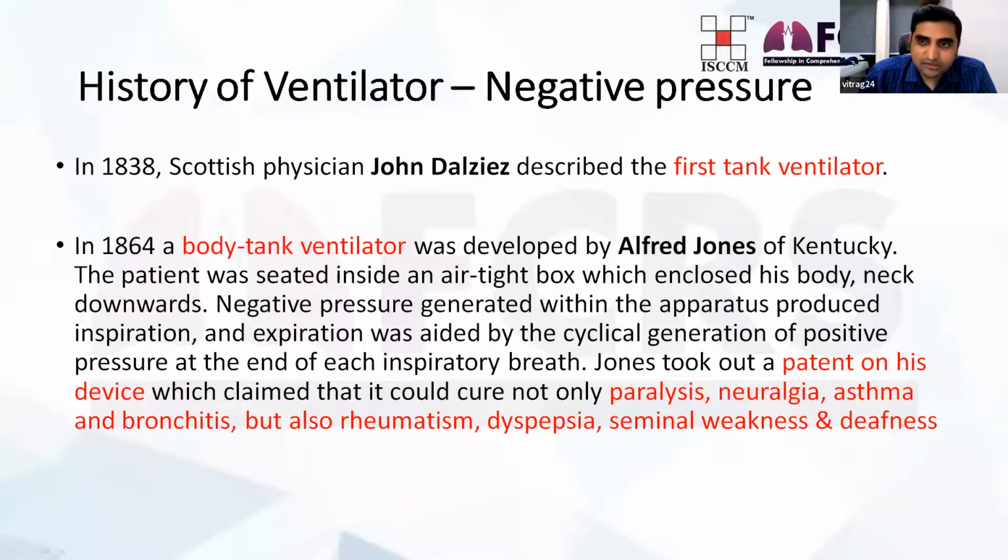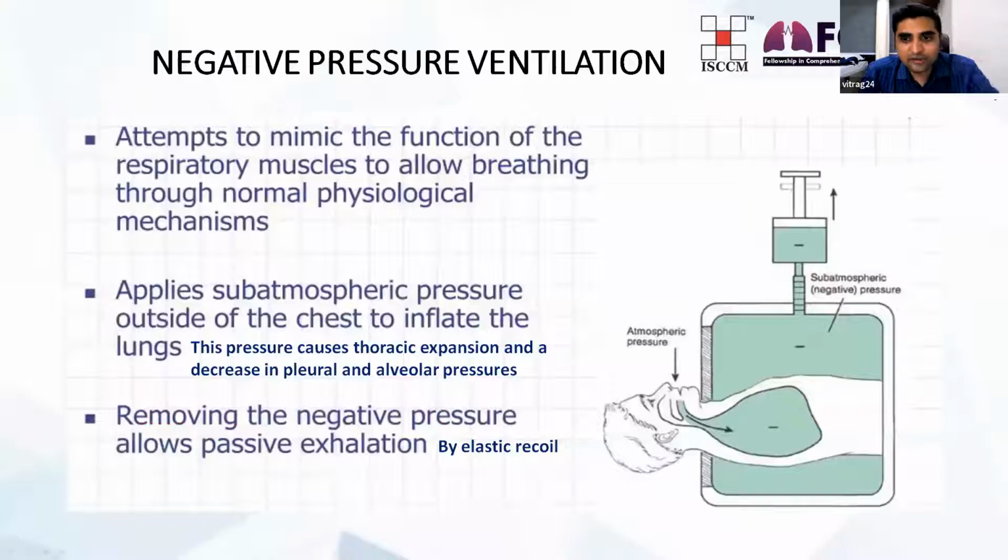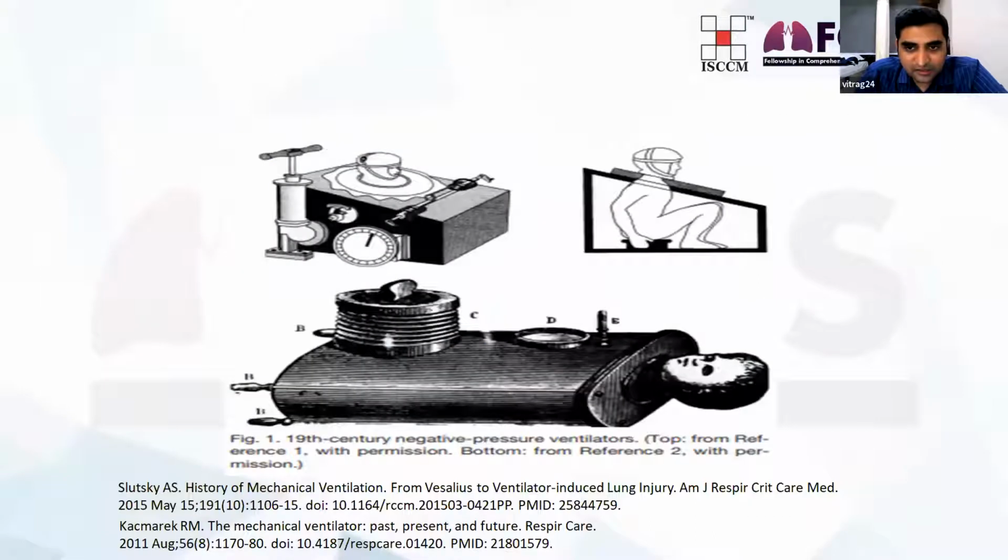So just in brief, a schematic representation of this negative pressure ventilation. So this is the subatmospheric negative pressure, outside it atmospheric positive pressure, and in the mouth you can see atmospheric positive pressure. So due to negative pressure inside the cage and outside the chest, there is expansion of the chest and air goes in due to positive pressure from the atmosphere, and removing the negative pressure allows passive exhalation by elastic recoil. So this is the actual representation of this body tank ventilator.